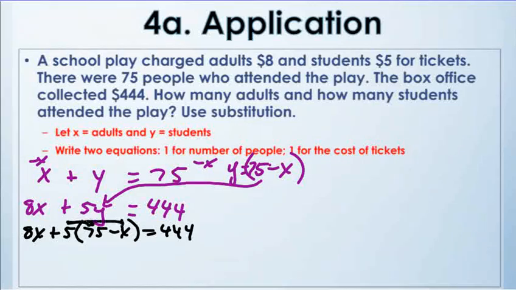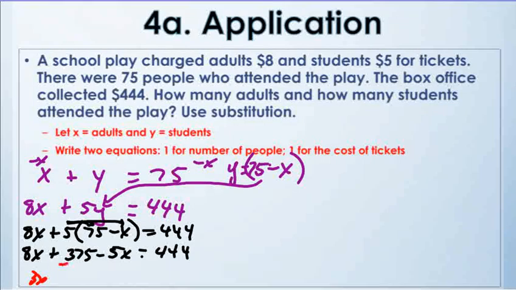I'm just going to distribute the 5. So I have 8x plus 75 times 5 is 375 minus 5x equaling 444. 3x, so I combine my like terms, subtract 375. So 444 minus 375 gives us 69. 3x equals 69, divide by 3 on both sides. x is going to equal 23. So that means 23 adults are going.